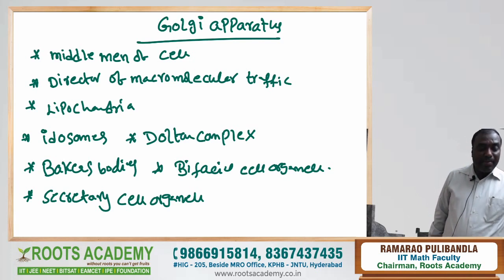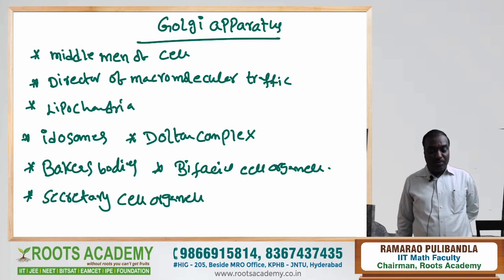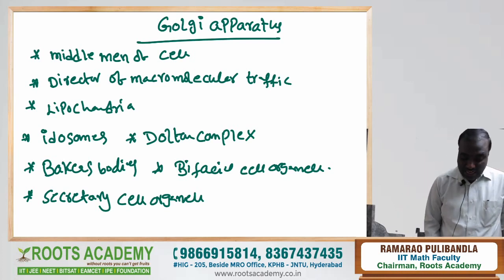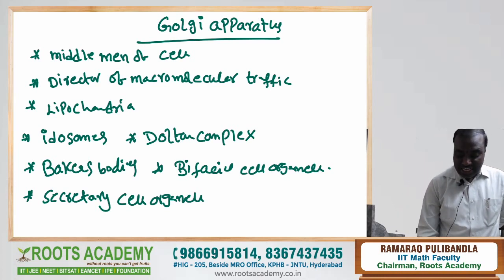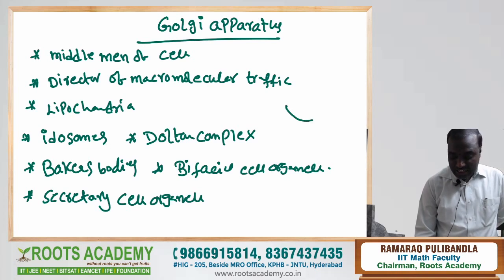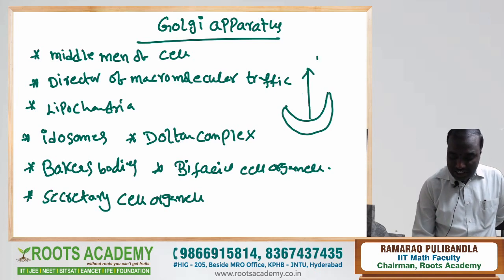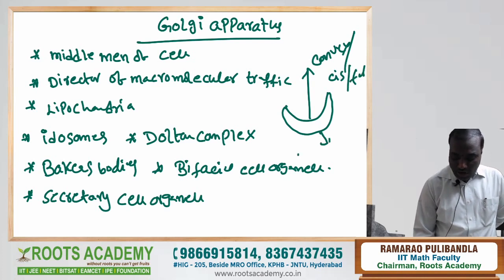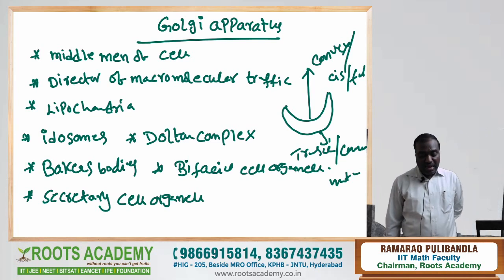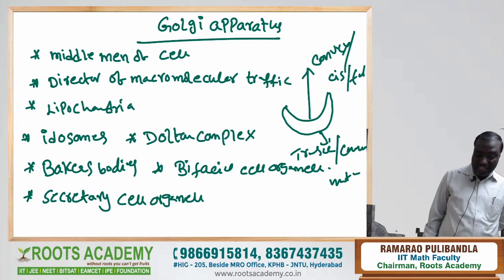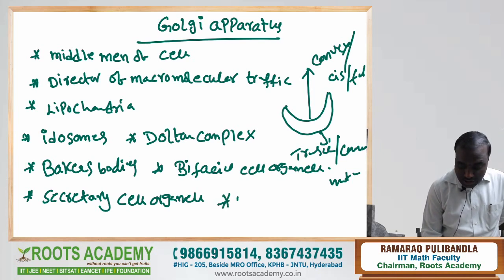Generally the Golgi apparatus is composed of cisternae, vesicles and tubules. Why is it called a bifacial cell organelle? Because it has two faces, the cis face and the trans face. This is the cisterna of the Golgi apparatus. This is the convex face or cis face, also called the forming face. This is the trans or concave or maturing face. So two faces are there. That's why Golgi apparatus is called a bifacial cell organelle. It is also called polarized cell organelle.